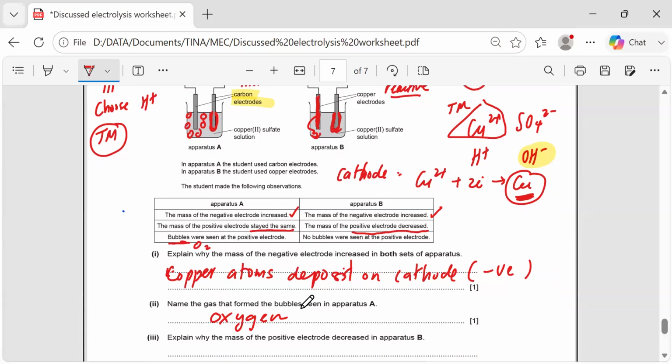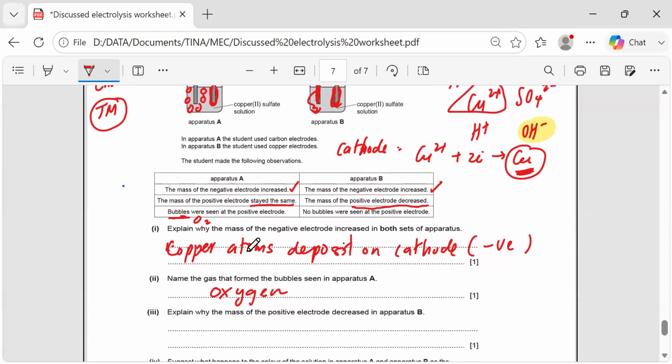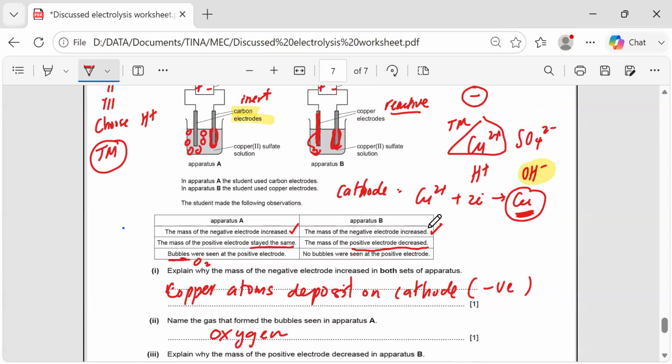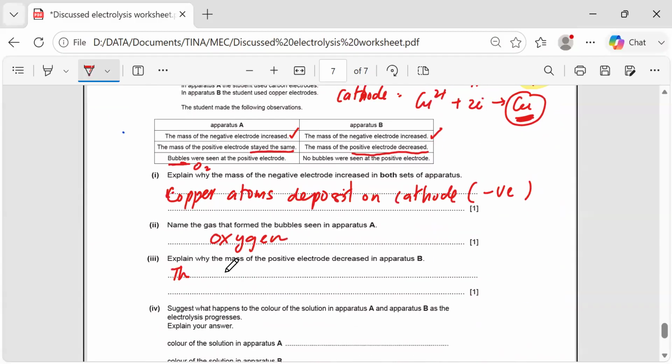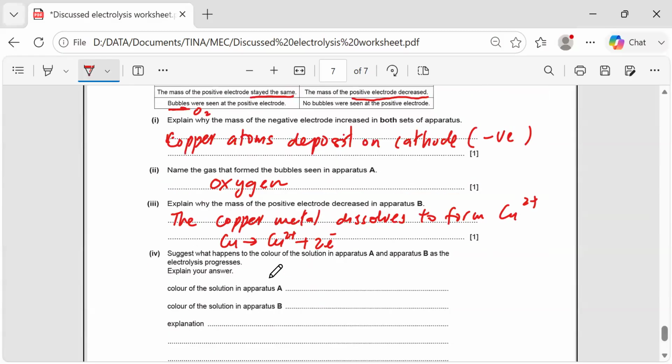Okay. Explain why the mass of the electrode in B decreases. So you have to write down this equation, this one, the anode. So the copper metal dissolves to form copper 2 ion. Okay, it's only 1 mark, sorry. I thought it was 2 marks. So you also write the equation now, just to understand. Remember, copper metal is a solid. Copper ion is in solution. Okay? So, what happens to the color of the solution in apparatus A and apparatus B? Alright.